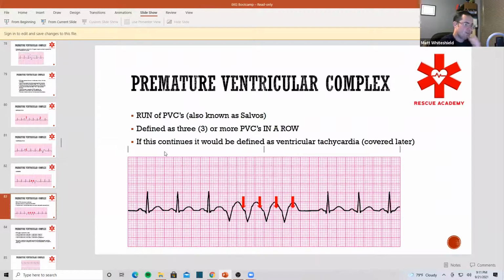Okay, now we have what's known as a run. There's two different names that are typically said: salvos, or a run of PVCs. This is whenever you have 3 or more in a row. 3 or more PVCs in a row is considered a run. So here, if we see a run of PVCs, bad news, right? The problem with runs of PVCs is that these heart rates could turn into Vtac, so we need to treat these runs.